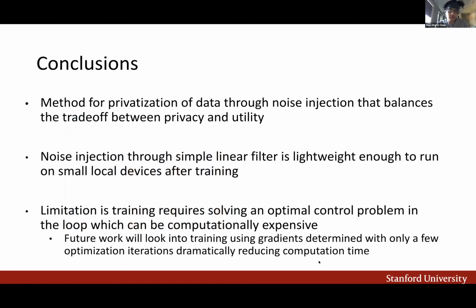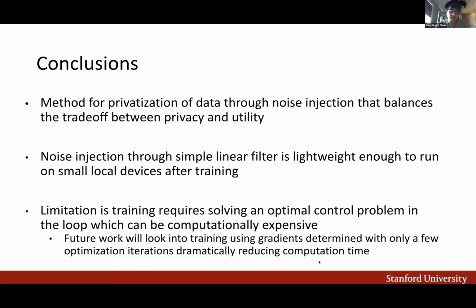So in the end, this is the conclusion. We first introduce a method to privatize the data through noise injection that balances the trade-off between privacy and utility in this context of storage control. We also observe that the noise injection through the simple linear filter is very lightweight, and it can be run on the local device after training.